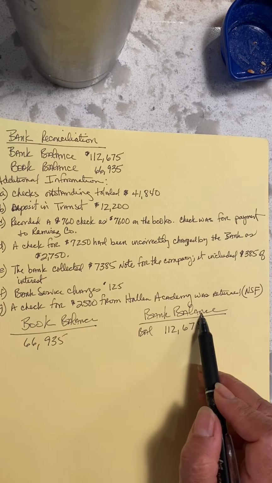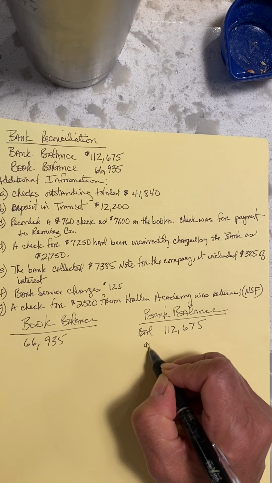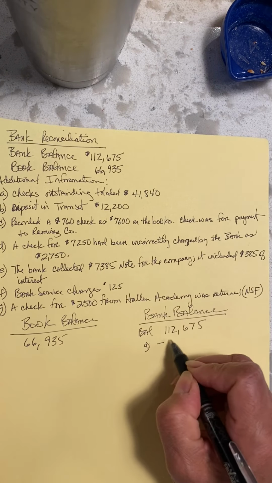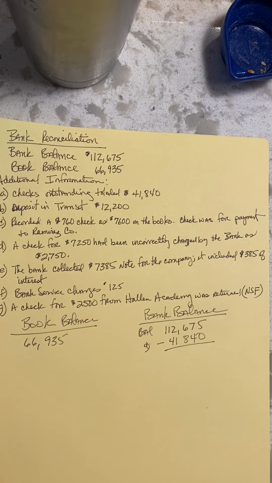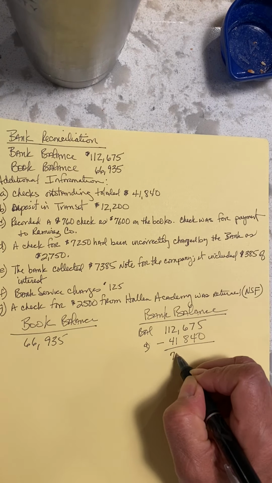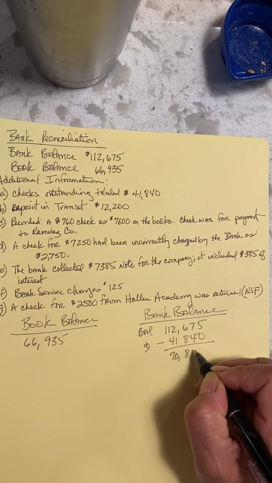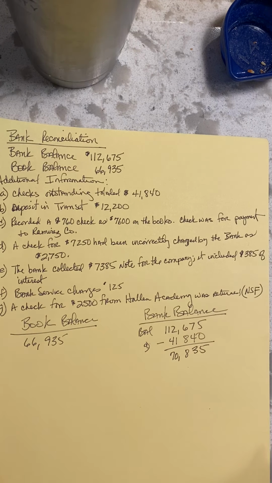And so I'm going to look at A, and A is outstanding checks. Outstanding checks are deducted from the bank balance. So I'm going to record A, and I'm going to deduct $41,840 from the bank side. I'm going to pull out my trusty calculator, $112,675 minus $41,840, and that's going to give me a balance of $70,835.